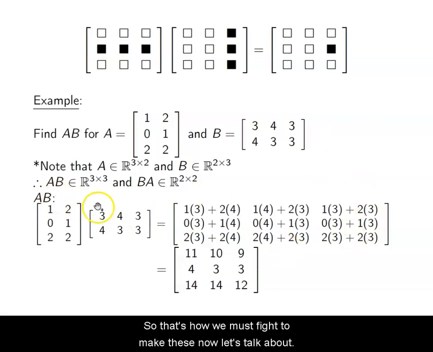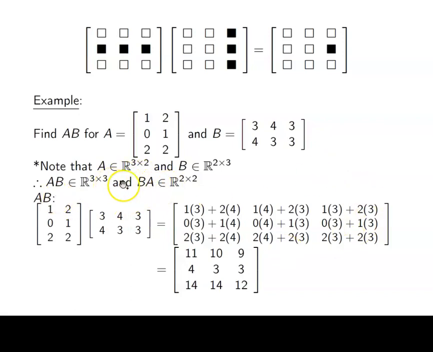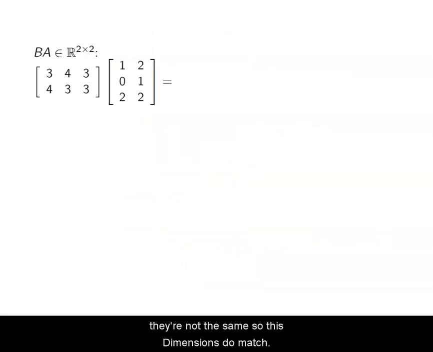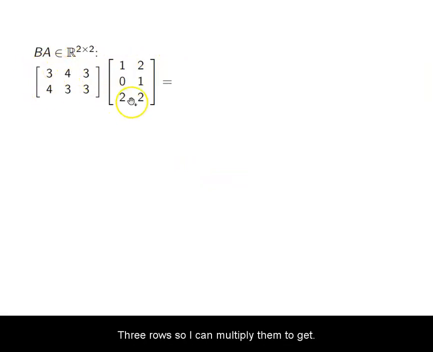Now let's talk about the commutative portion of that. So that was A times B. What would B times A be? If we did the other order, just for posterity to show that they're not the same. So the dimensions do match, right? I have 3 columns and 3 rows, so I can multiply them together.